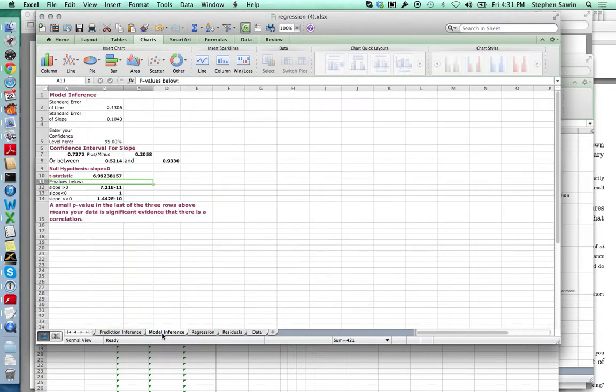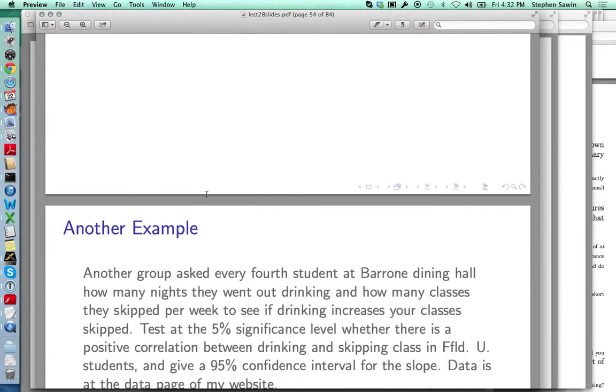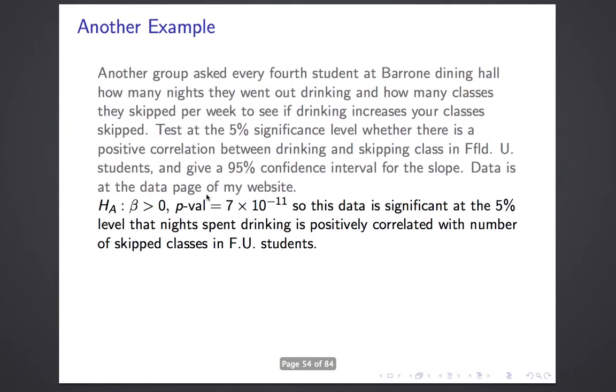I'm going to skip straight to the model inference page. Our 95% confidence interval was 0.7272 plus or minus 0.2058, and we're testing for evidence of a positive slope, so our p-value is 7.2 times 10 to the negative 11th. So let's return. P-value, 7 times 10 to the negative 11th.